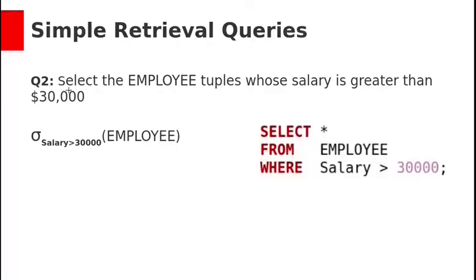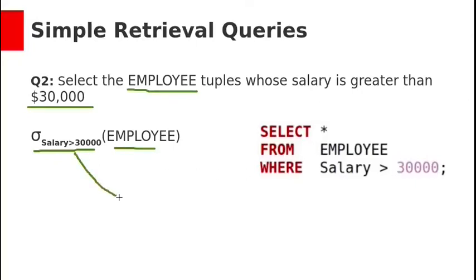Let's see another query. Select employee tuples whose salary is greater than $30,000. Here also our relation is employee. We want the tuples only with salary greater than 30,000. So the relational algebra query will be sigma salary greater than 30,000 on relation employee. The equivalent SQL query will be this one. Select star from employee where salary greater than 30,000.